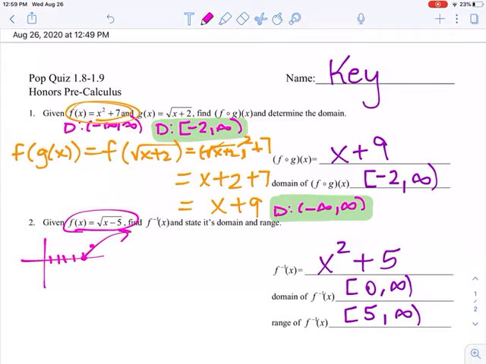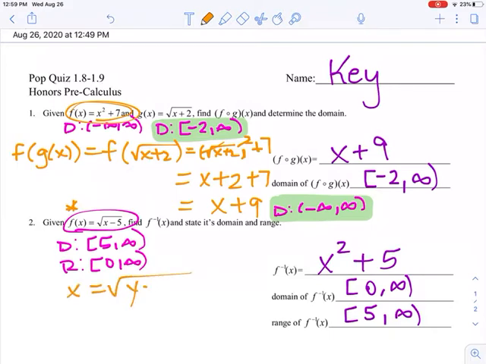Okay, let's look at number 2. First of all, our original function f is a square root graph shifted right 5. So when we talk about the domain and range, we know our domain is 5 to infinity and our range is 0 to infinity.